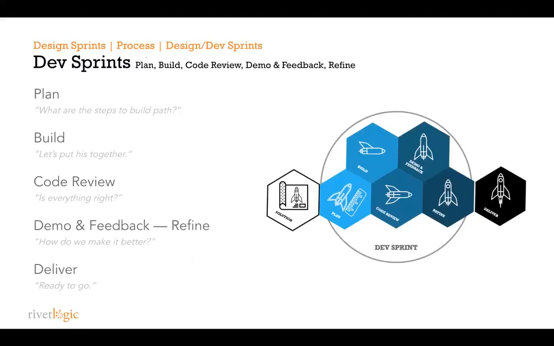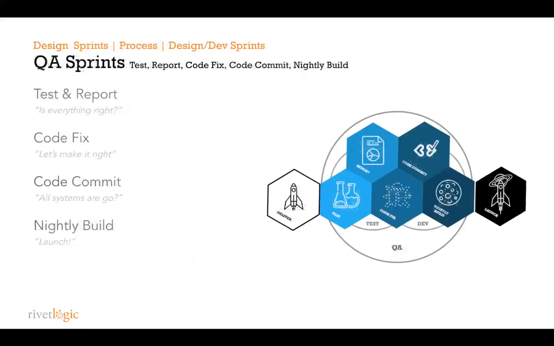Finally, we want to make sure that we QA this, that we make sure that everything is in place, that all of the pieces are running at top performance. So we use a QA process to do code fixes, commit that code, and then do that nightly build where everybody can see the results of what has been corrected by QA.